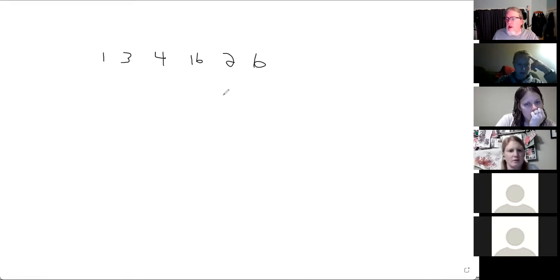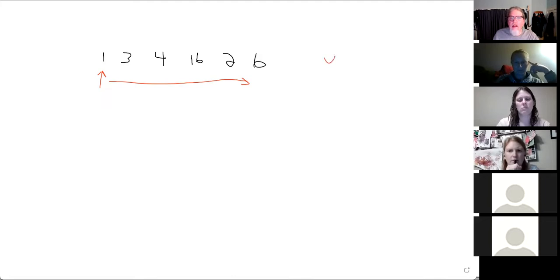Okay. To do a search, your algorithm would have to start at the beginning and search every one until you find what you want, right? Because this is unsorted, or at least it's not known to be sorted. If we don't know it's sorted, we'll call it unsorted. Okay. So that's how that algorithm would work.